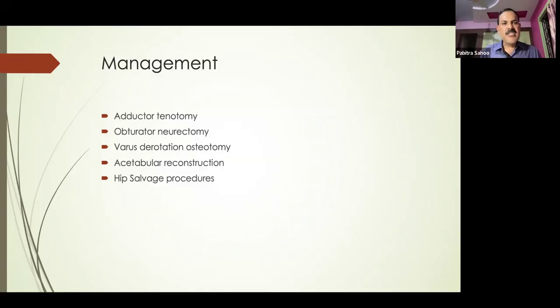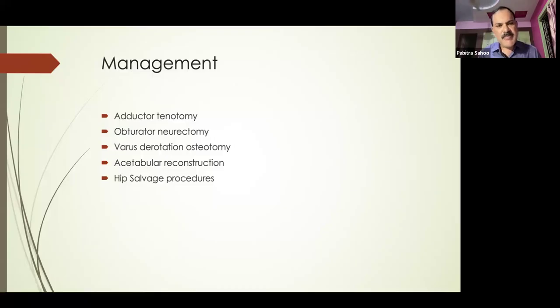In early stages, you can simply go for adductor tenotomy, only the adductor longus and brevis, not the magnus, to achieve an appreciable amount of abduction, say around 60 degrees of abduction, so that you will prevent future subluxation.